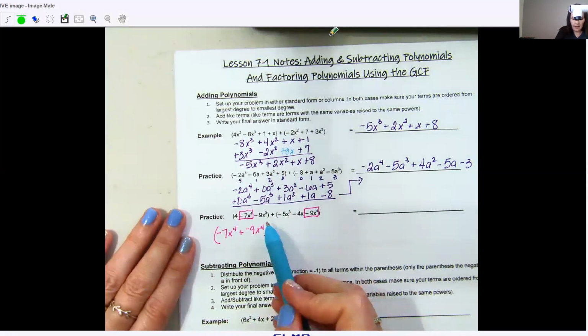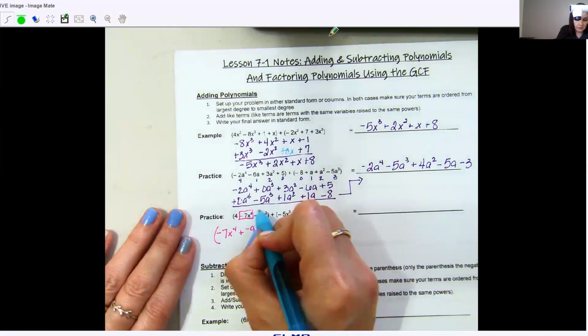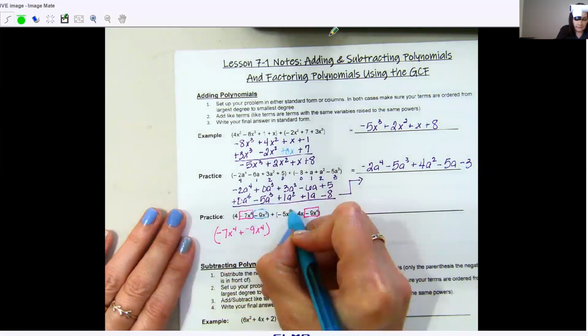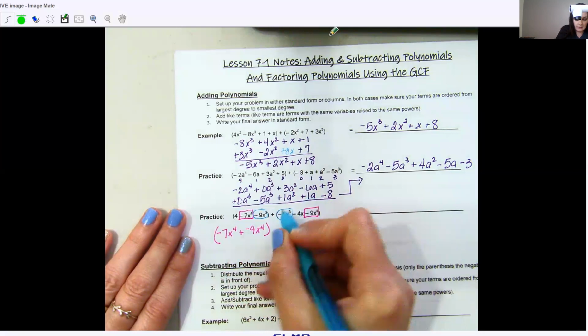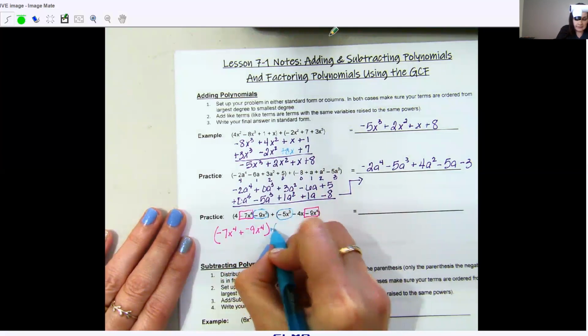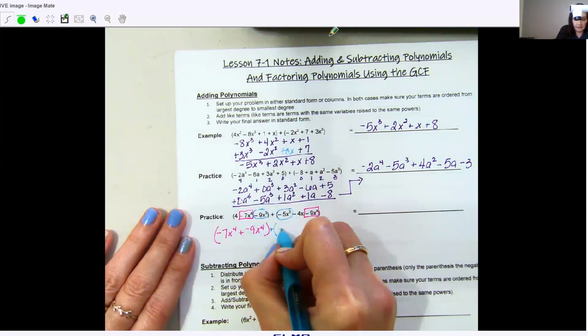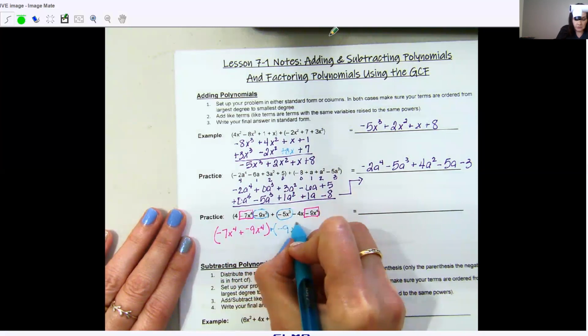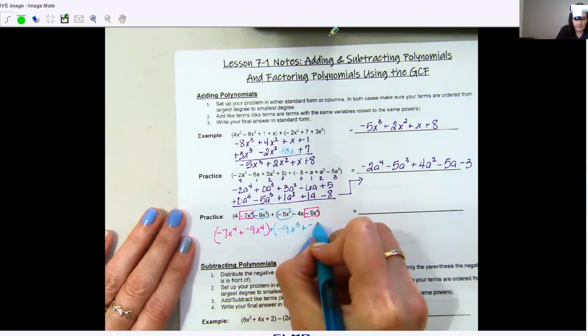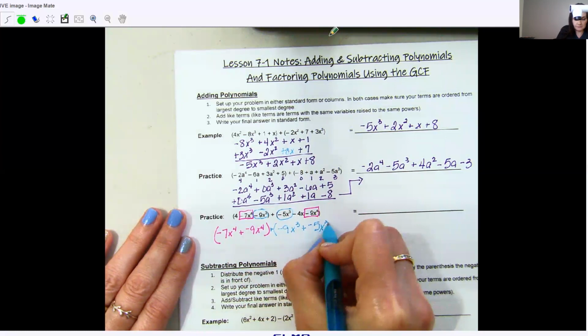Right, and then I have a degree of 3. So I have this one and I have this one. And then I'm going to add these. Negative 9x to the 3rd plus a negative 5x to the 3rd.